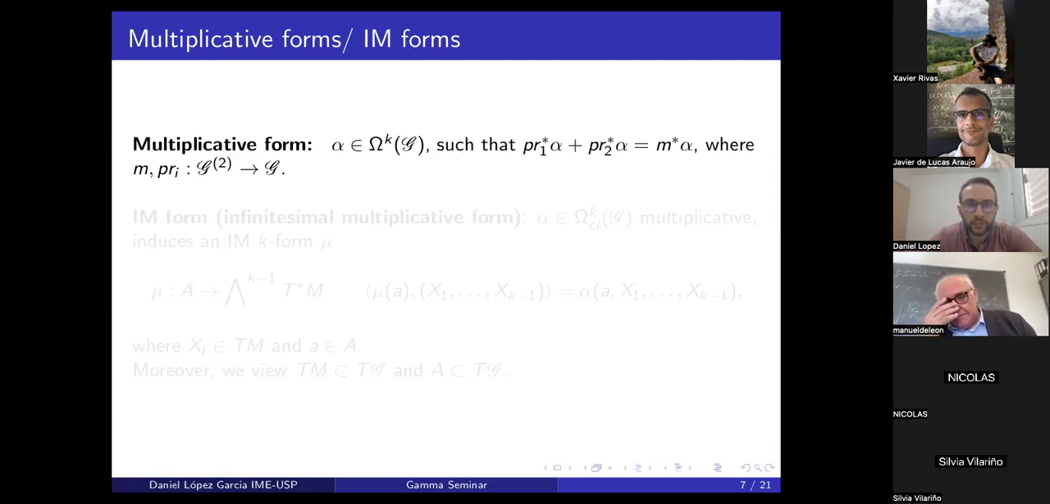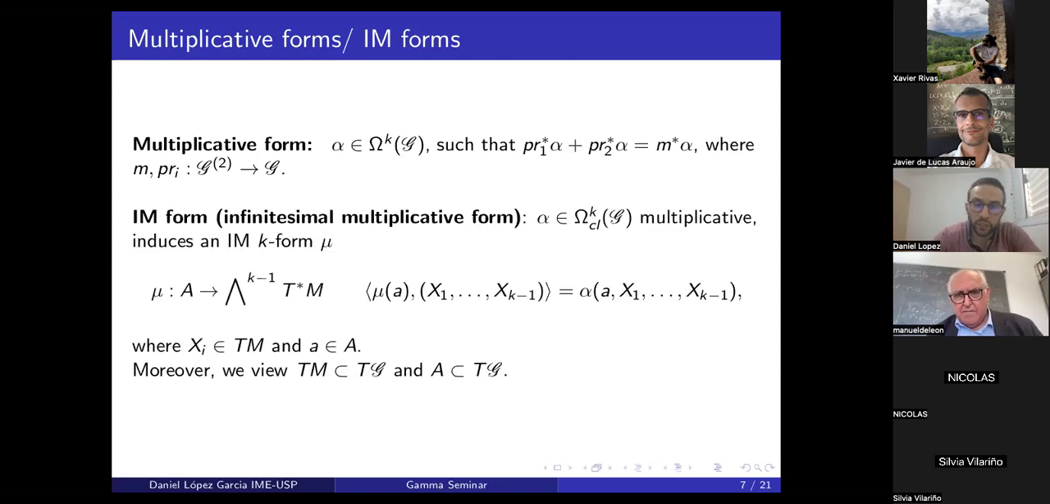So a multiplicative form is basically a differential k-form on G, such that it satisfies this equation. You consider these projection maps from the composable arrows to the arrows, and the multiplication from here to here. And you can pull back by these three maps, and you have this relation. This is basically the definition of what a multiplicative form is.